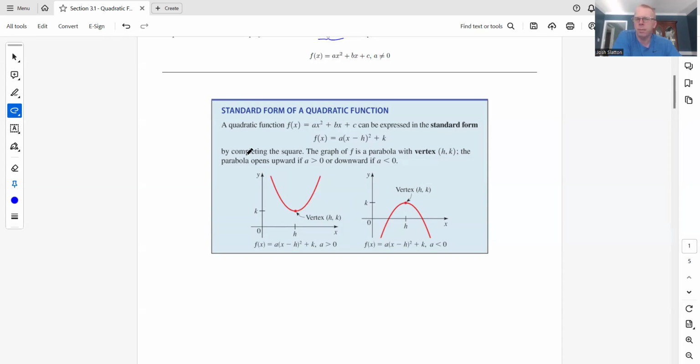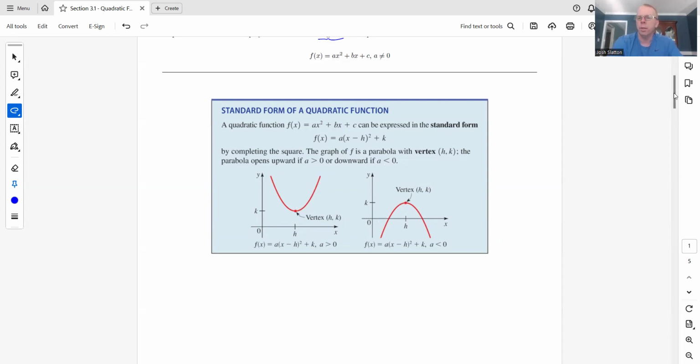And it says done by completing the square. You can do it that way if you like. I'm not going to talk about that method. We'll do a different method. If a is positive, so if this number is positive, the parabola is going to open up. If that number is negative, the parabola will open down.